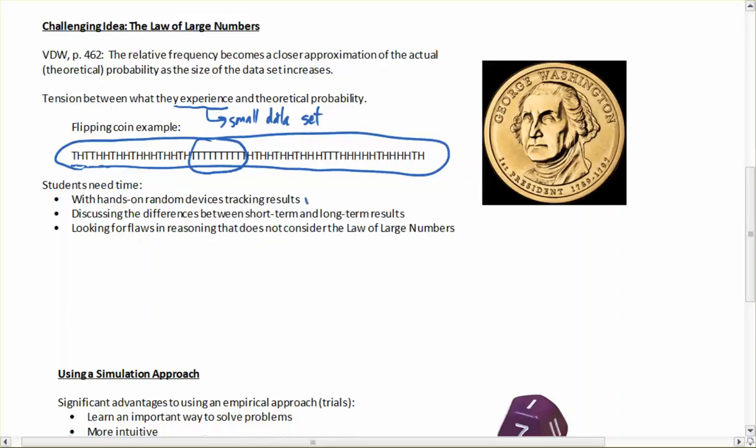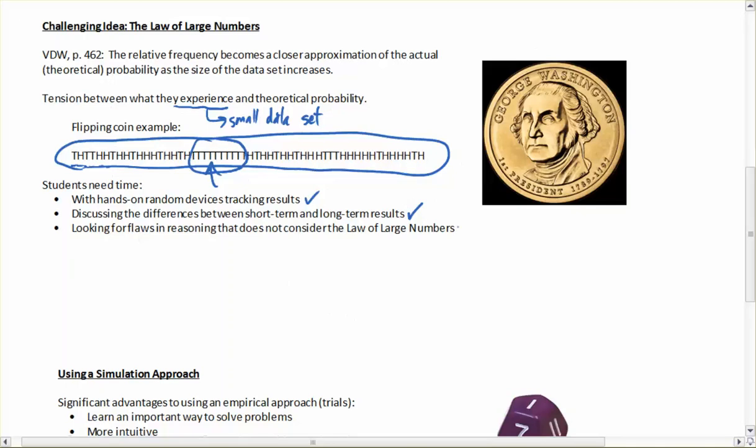So this is why it can be hard for students to understand this. They need time with hands-on random devices and time tracking results in order to see the law of large numbers in action. So we can't just ask them to flip a coin a few times. They need time to flip a coin many, many times and track those results to get a sense of how this works in action. They need to discuss the differences between short-term and long-term results. Why is it not a problem with this coin that we got 10, 11, 12 tails in a row? Because on the larger scale, we've got a balance between things.